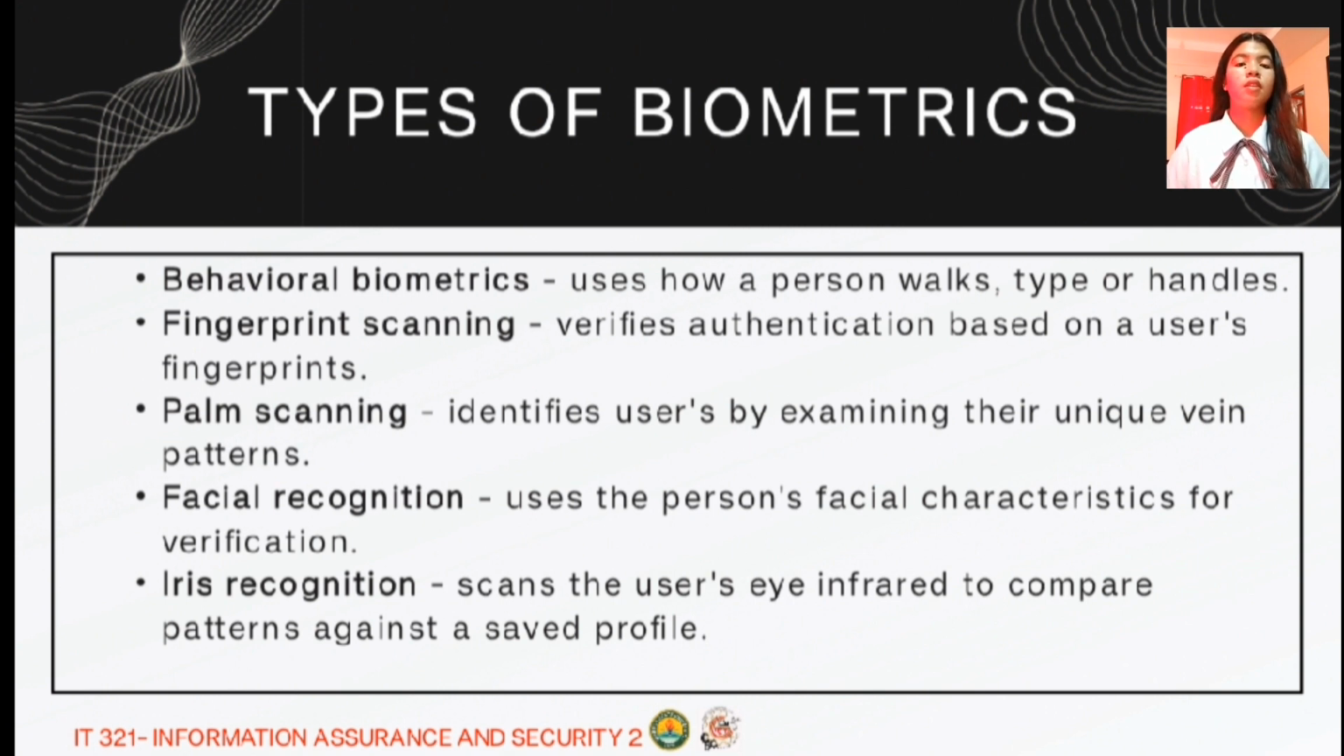Iris recognition scans the unique patterns present in the iris of an individual's eyes using infrared technology, comparing them against a saved profile. This method is highly accurate and is often used in government agencies, airports, and other high-security locations for identity verifications.